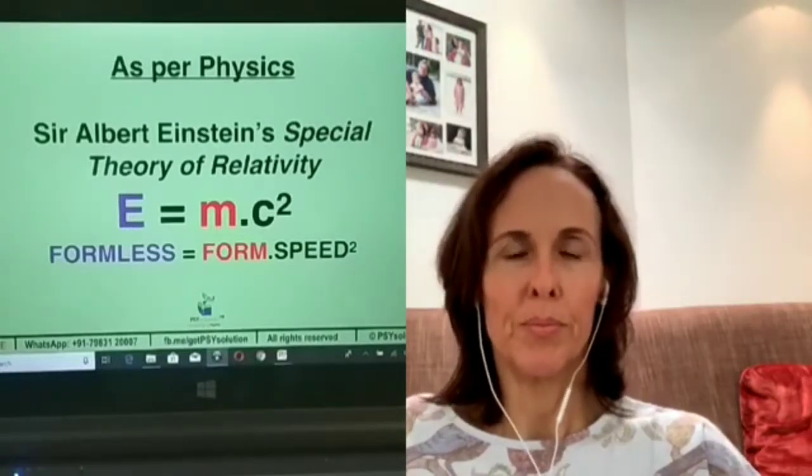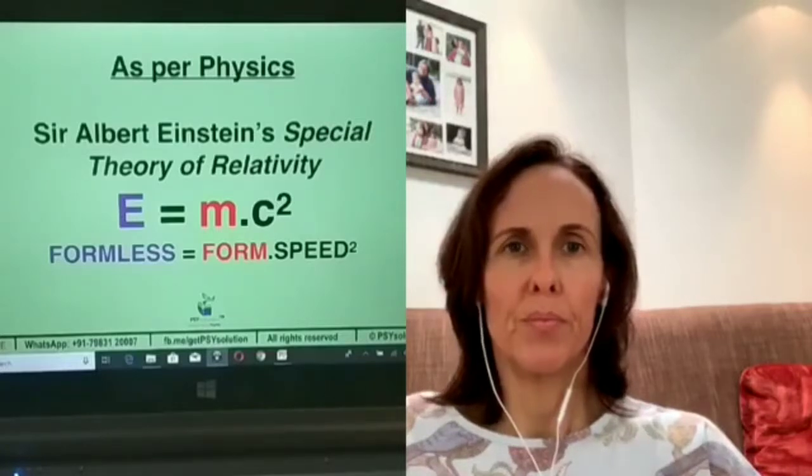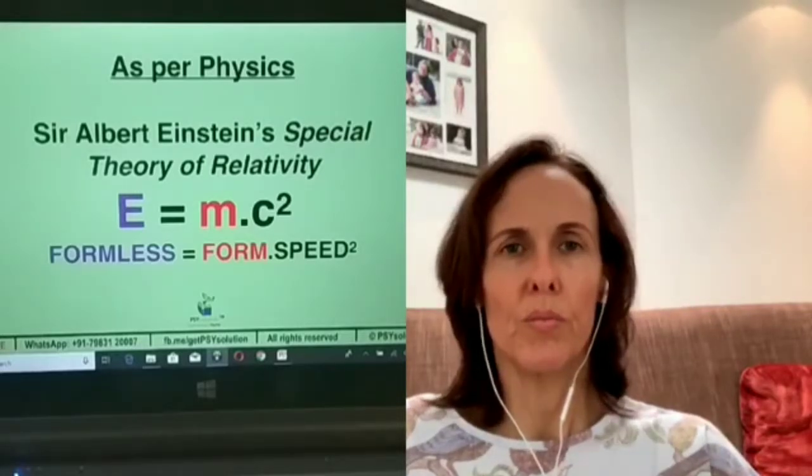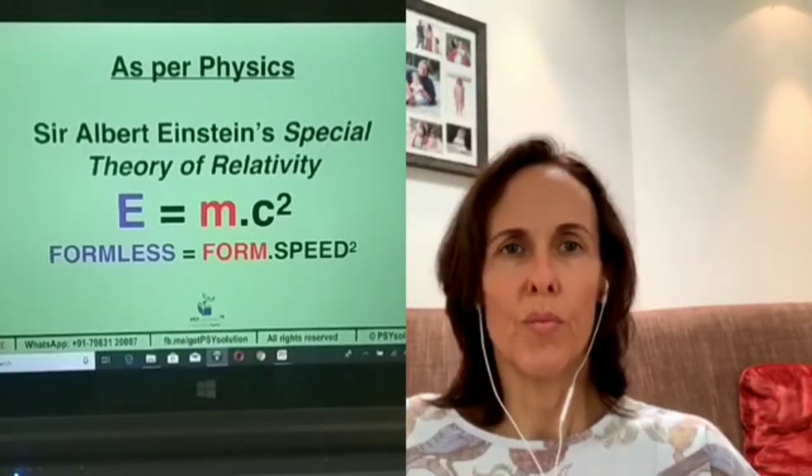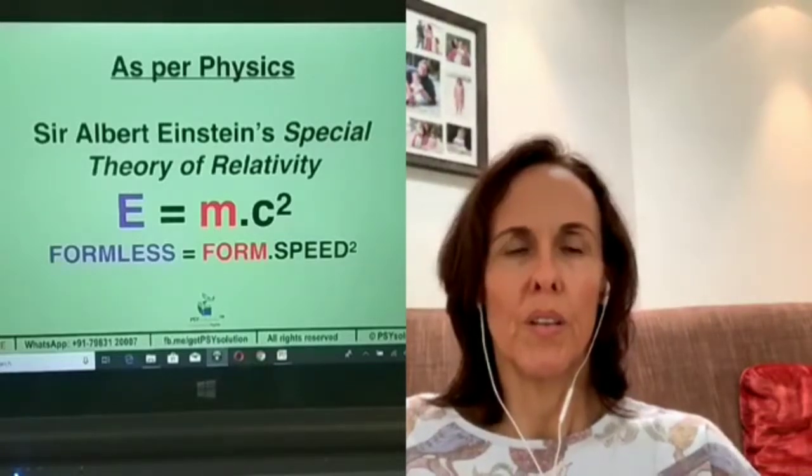Massive. So this conversion is possible theoretically, but humanly it is not possible because of the huge speed we need to understand. Now we can conclude with this, that the formless equals form into speed squared, right? So there we see a correlation between the understanding of physics and nature cure map to map.